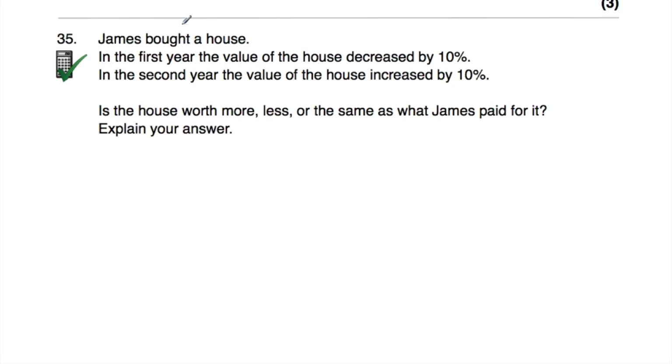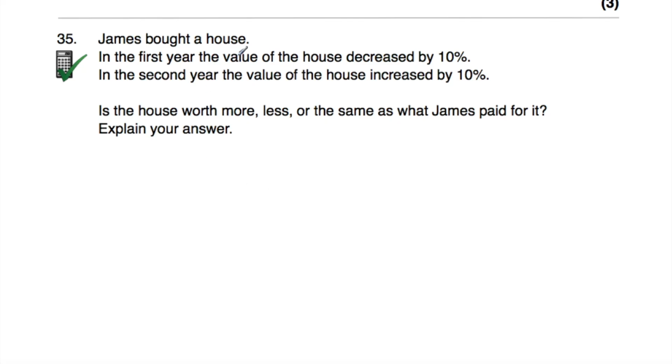Question number 35 says, James bought a house, and in the first year, the value of the house decreased by 10%. And in the second year, the value of the house increased by 10%. The question says, is the house worth more, less, or the same as what James paid for it? Explain your answer. There's a few different ways we can approach this question.